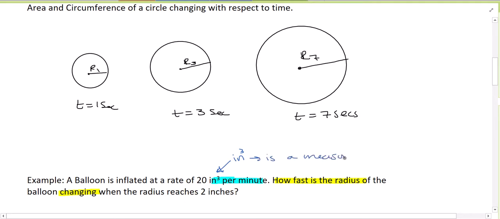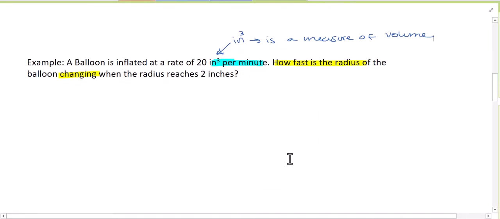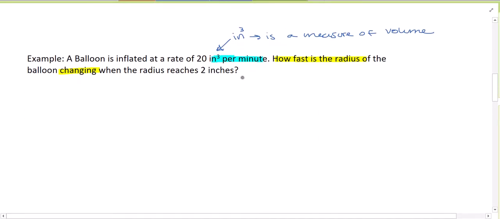This is a measure of volume. Right, so then that means, okay, so what's going on in this problem? I have a balloon being inflated at a rate of 20 inches cubed per minute. So I'm being given a volume, the rate of change of volume. I want to know how fast is the radius of the balloon changing when the radius reaches 2 inches.